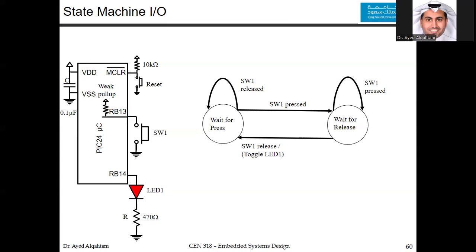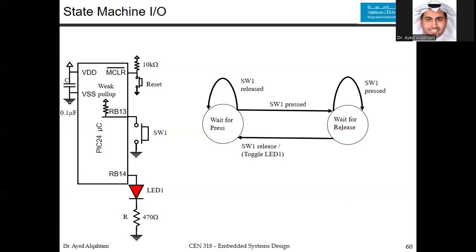Now, there is actually a better way of writing this code. It's using what we described before, the state machine of the system. So it's a switch. You have two states. Either you are waiting for a press or waiting for a release. At the beginning, the switch is released, so you are waiting for a press. As long as you are still releasing the switch, nothing happens, you will be in this state. The moment you press the switch, you will go to the other state, which is waiting for a release.